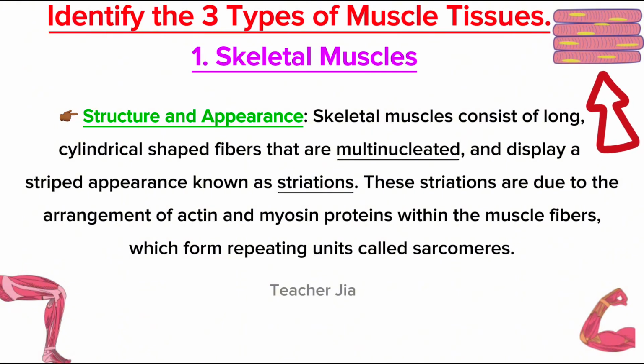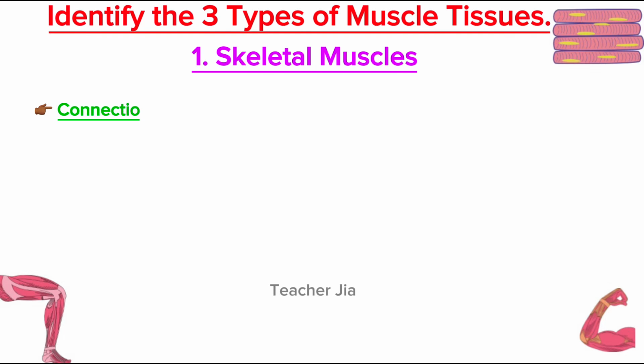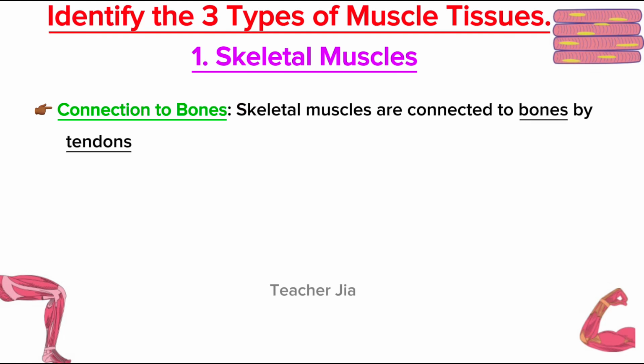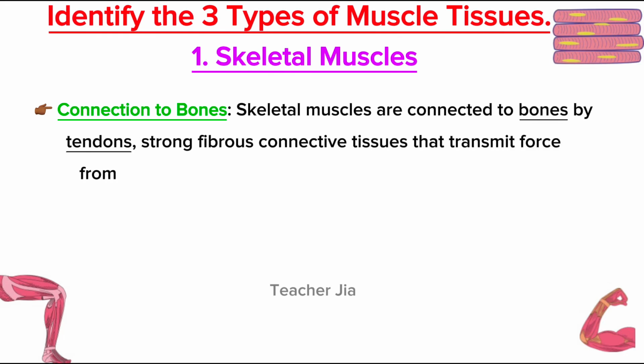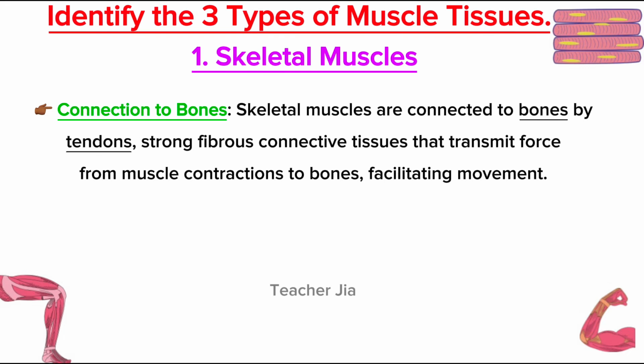Next, we're going to talk about connection to bones, like their location. So skeletal muscles are connected to bones by tendons, strong fibrous connective tissues that transmit force from muscle contractions to bones, facilitating movement. So take care of that: skeletal muscles are connected to bones by tendons.